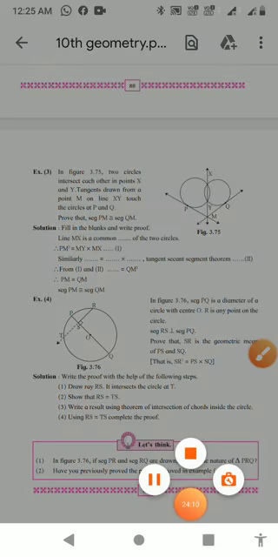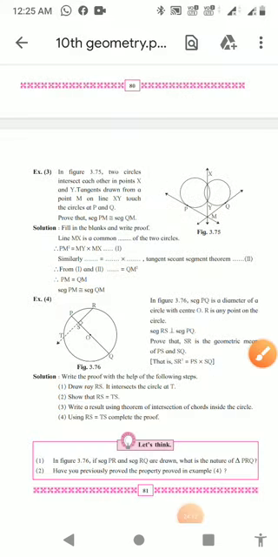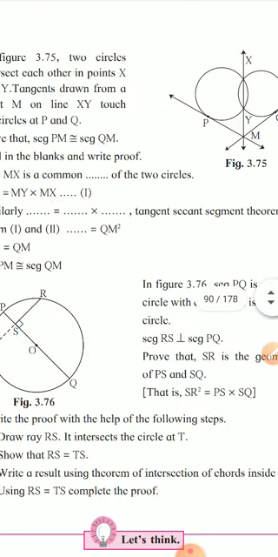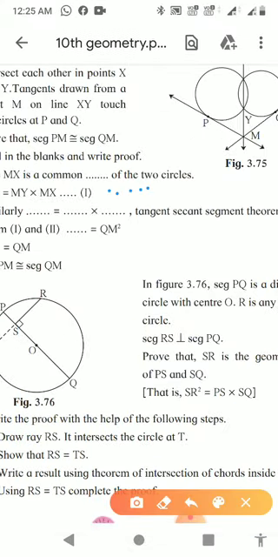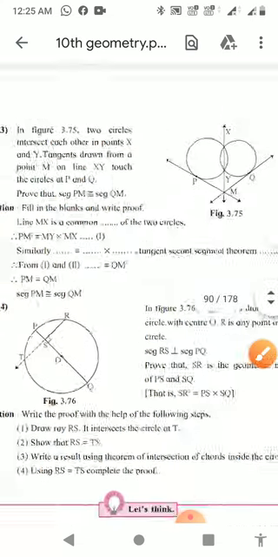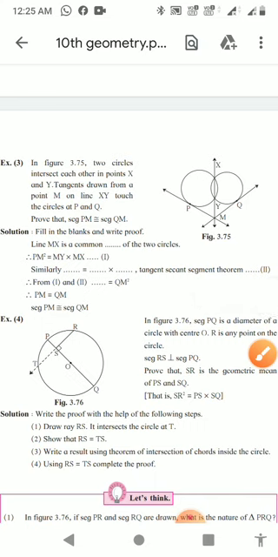Now we will see the next. If this is a secant, then according to the secant tangent segment theorem, PM square equals MY into MX. I will put this as equation 1, and you can also write the reason here, that is, according to the tangent secant segment theorem. Now similarly, blank positions are given here and the reason is provided as the tangent secant segment theorem, for which I have to provide equation number 2.